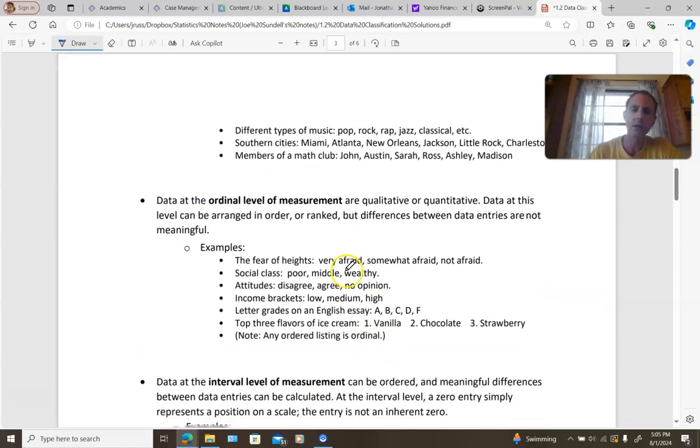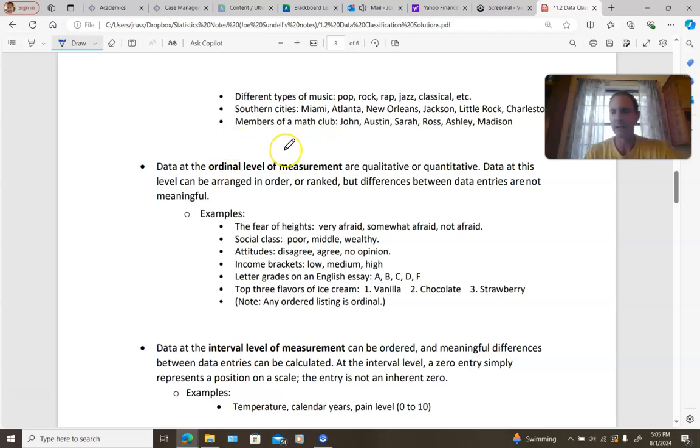And then we've got ordinal data at the ordinal level of measurement. So this is a little bit more complex. We can actually do some stuff with it. So you need to know, this can be either qualitative or quantitative. But what makes it ordinal is that it can be ordered or ranked. But the differences in the data entries are not meaningful. So here's some examples.